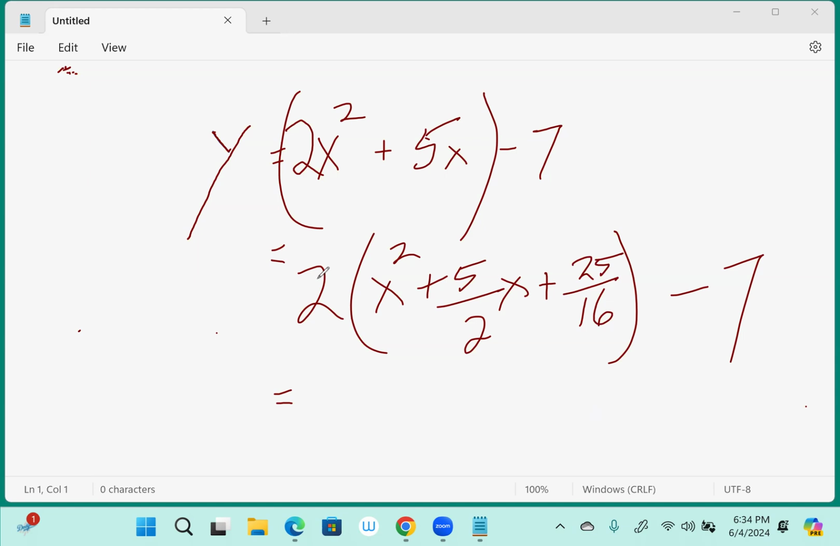I tend to want to make that 2 cancel with the 16 and make it 25/8, just to keep the numbers smaller. I'd rather work in eighths than 16ths, because I'm going to have to turn that 7 into some number of eighths, which is much easier to do than turning it into some number of 16ths. And that would be 56/8.